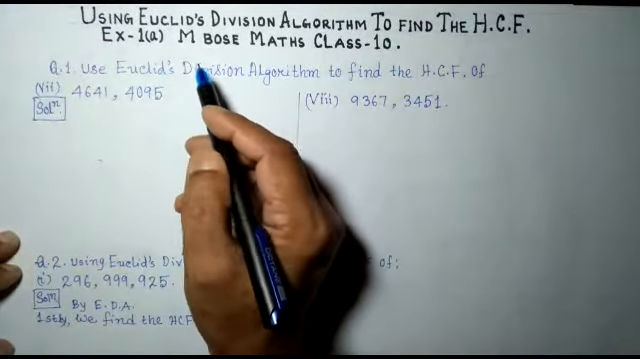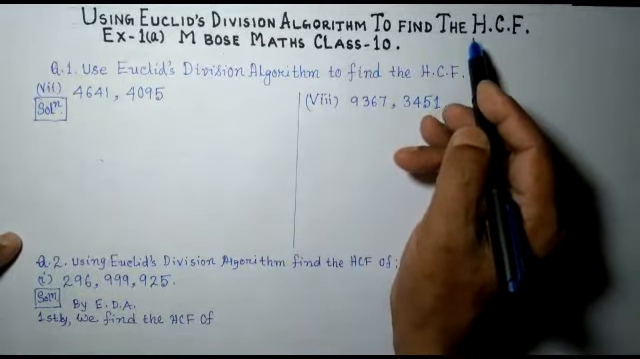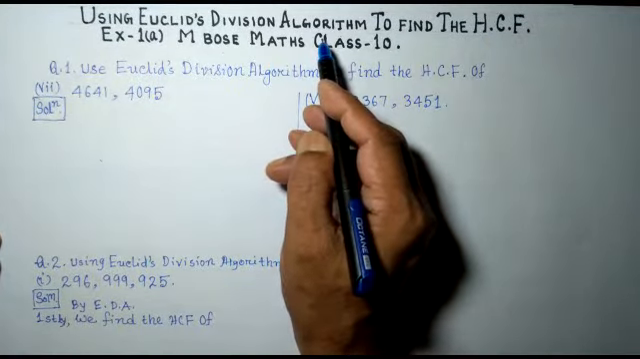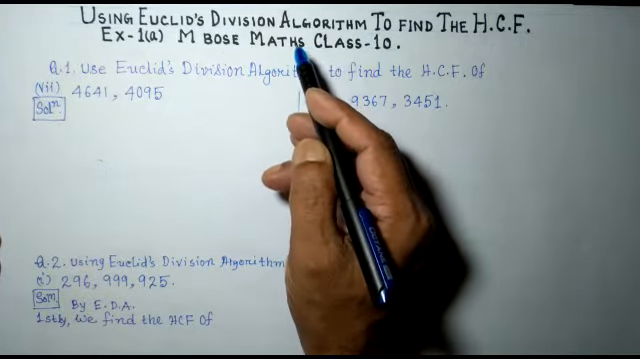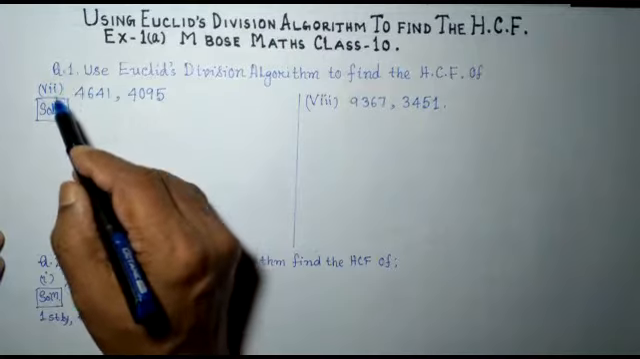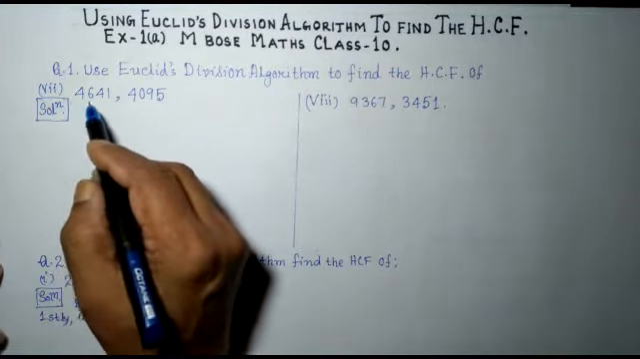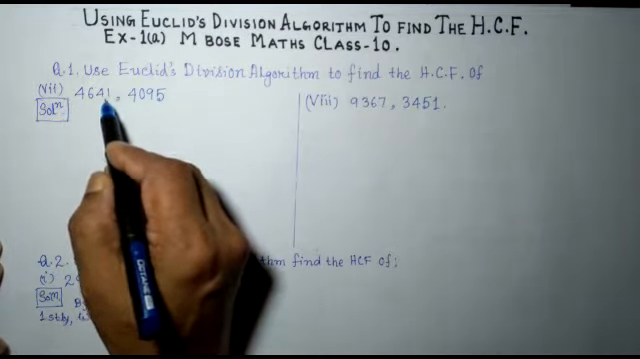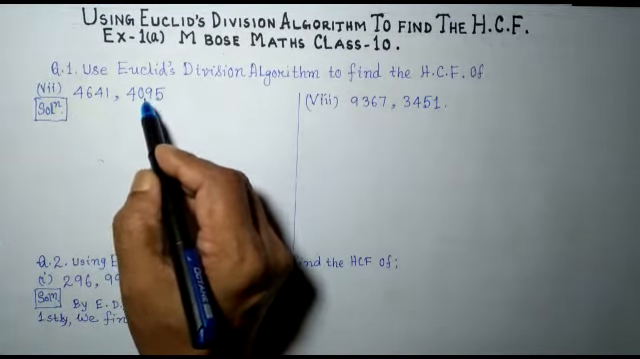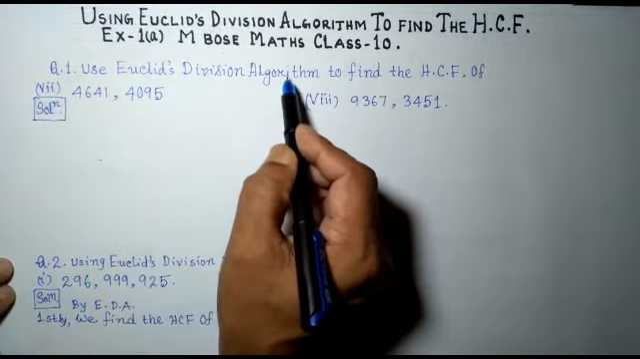Hello my dear students, today we will learn to find the H.C.F using Euclid's division algorithm, lesson 2. In lesson 1 we explained question number 1 up to sub number 6. Today look at question number 7: 4641 and 4095. These two numbers are given. We have to find the H.C.F by using Euclid's division algorithm.